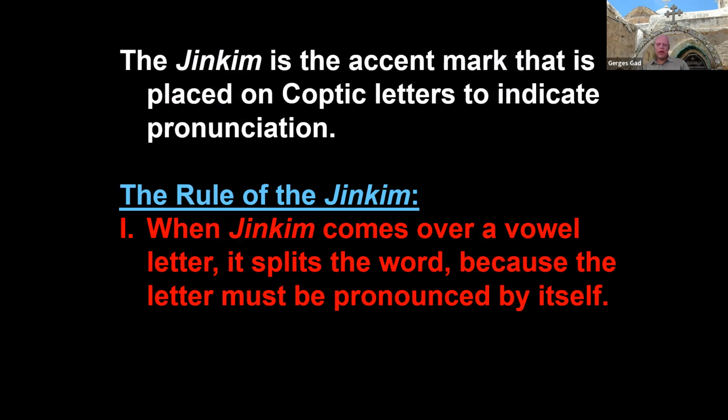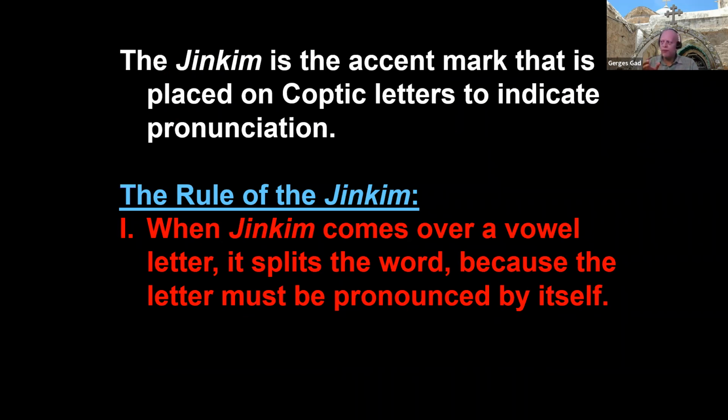In Coptic, there's an accent mark that is placed on the letters. And this is called the Jinkim. So there are two rules for the Jinkim. Rule number one, if the Jinkim comes over a vowel letter, you have to pronounce that letter by itself. So it's like it splits the word.